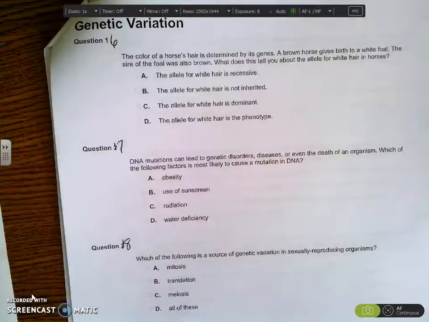EOC Prep Answers, Living Organisms number 3, and we will be reviewing genetic variation questions 16 through 30.